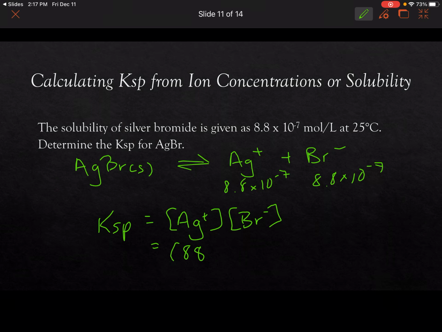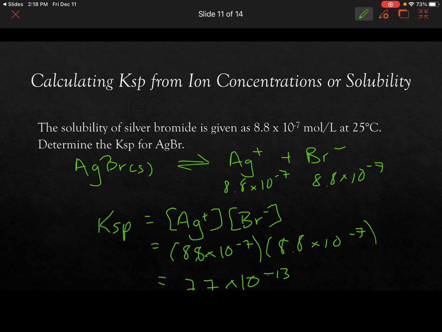So 8.8 times 10 to the negative 7 multiplied by itself. And you get an answer of 7.7 times 10 to the negative 13. No units for KSP, okay? I did decimal there, sorry. No units for KSP, so you just leave it at that. Just make sure you have the right sig figs.